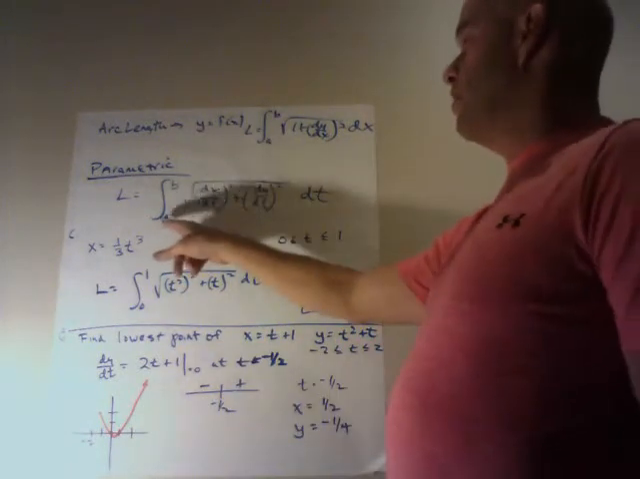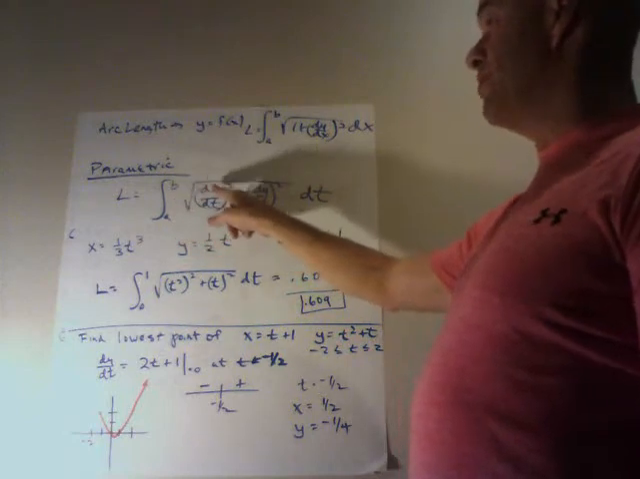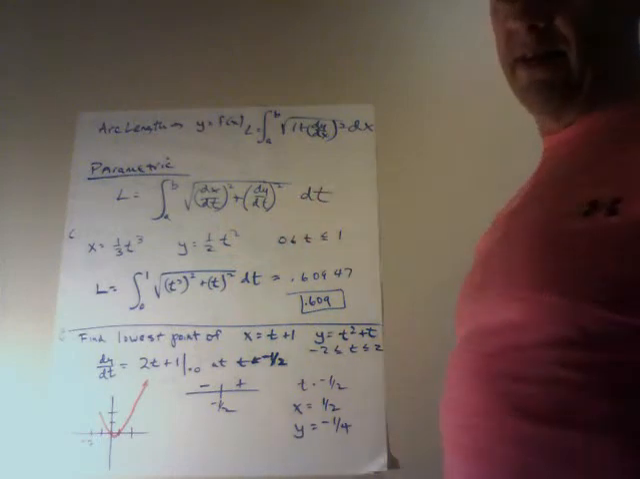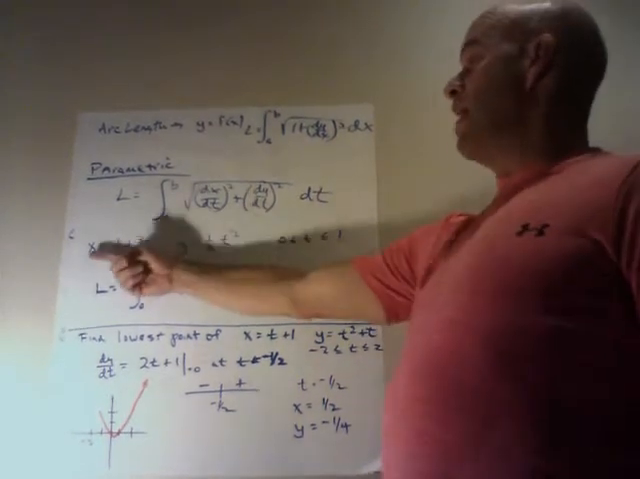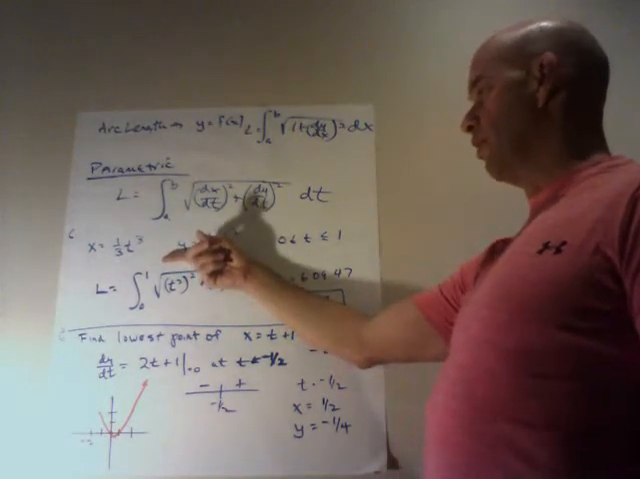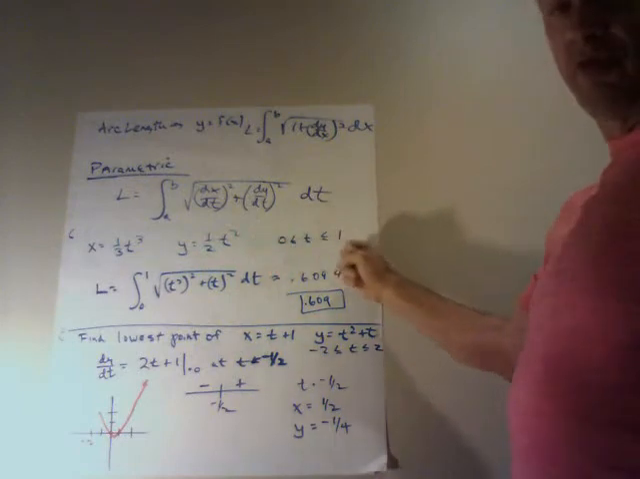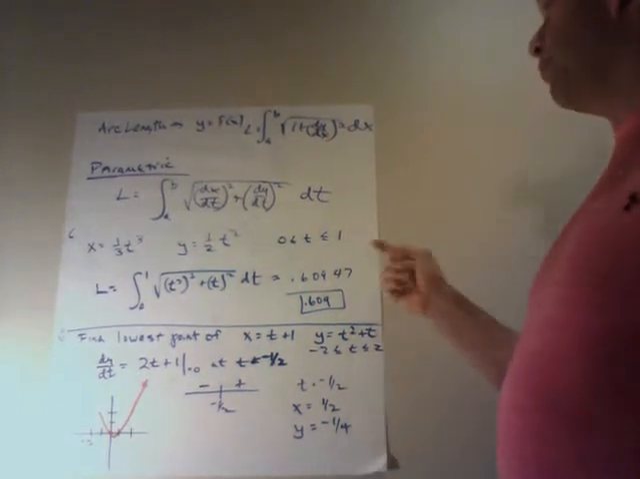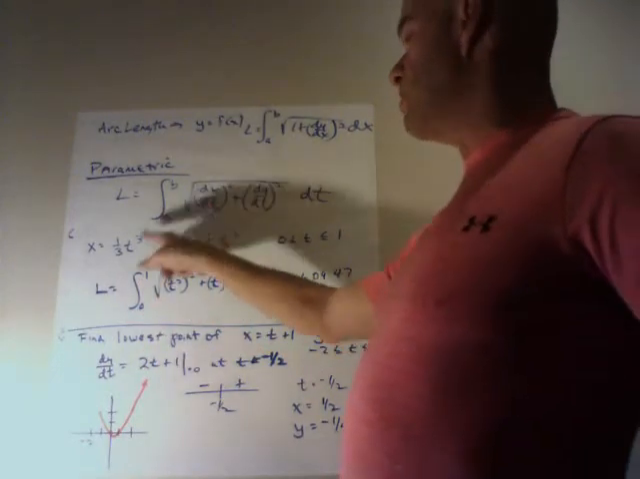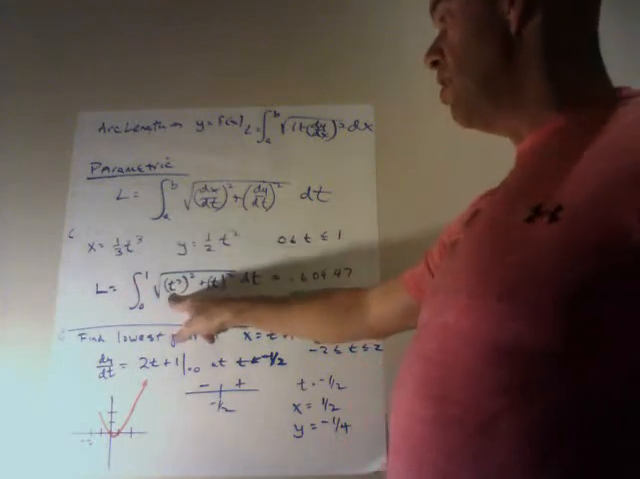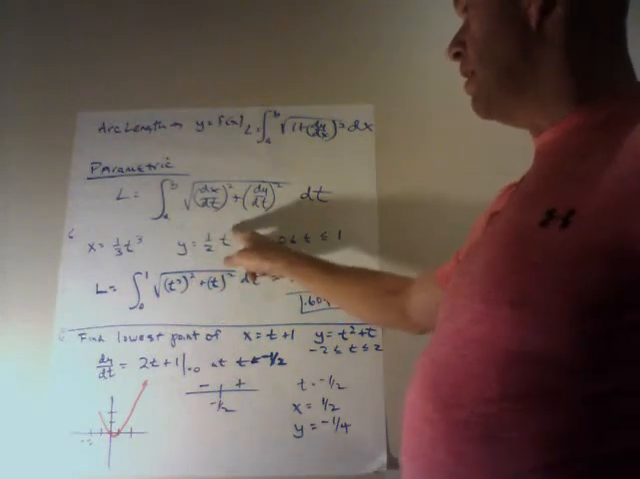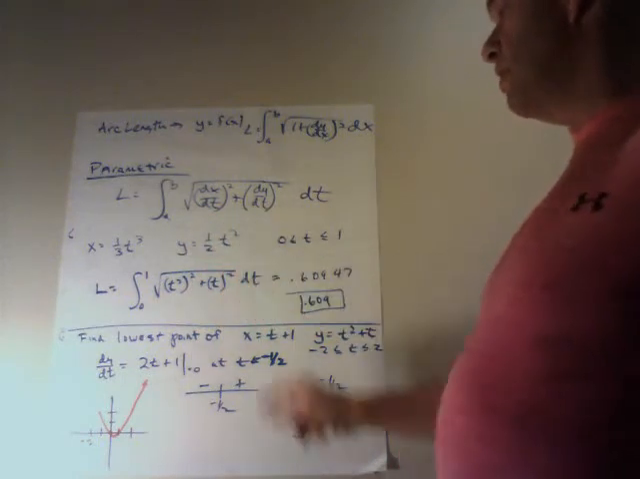All you have is the length from a to b of the square root of (dx/dt) squared plus (dy/dt) squared, dt. So, example, x equals 1/3 t cubed, y equals 1/2 t squared. I have to tell you where I'm going from 0 to 1, and the length would be from 0 to 1 of the square root of what is dx/dt, it's t squared, so I'd have t squared squared, and dy/dt is t, so t squared, dt.